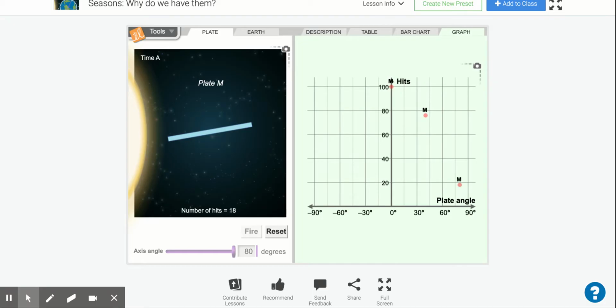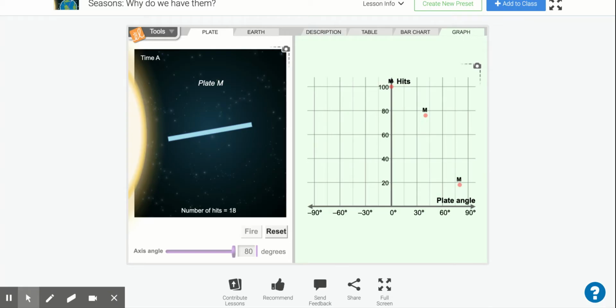Then extend your thinking. We'll say the plate is a model for how sunlight hits Earth's surface. Which parts of Earth are most similar to the plate with an axis angle of 0? Explain. So you're going to tell the part of the Earth and explain how you know.